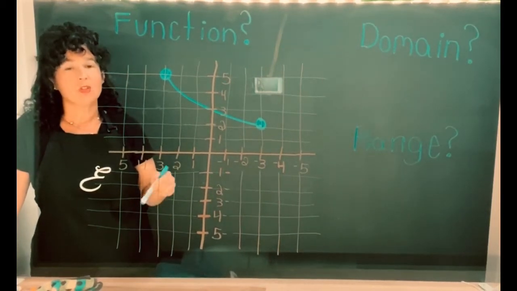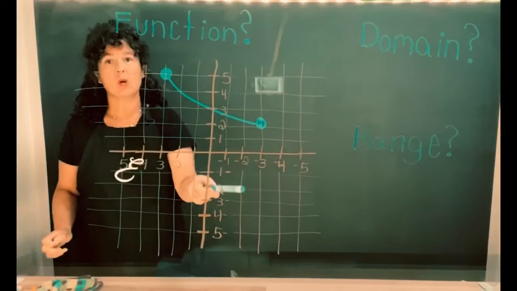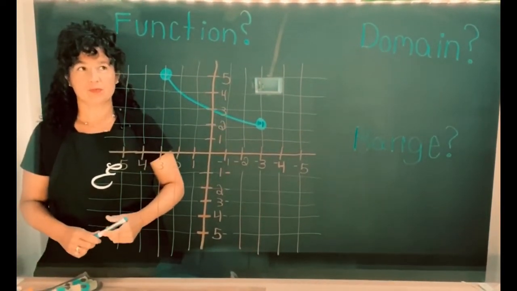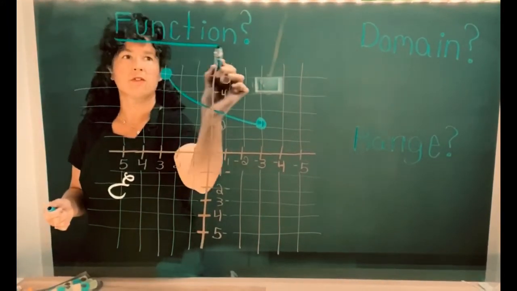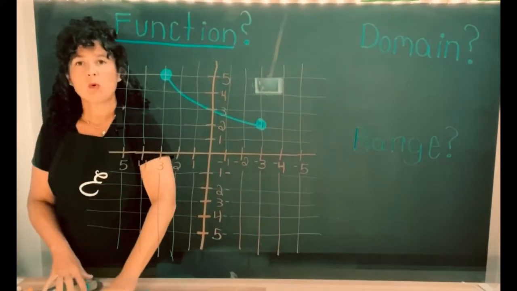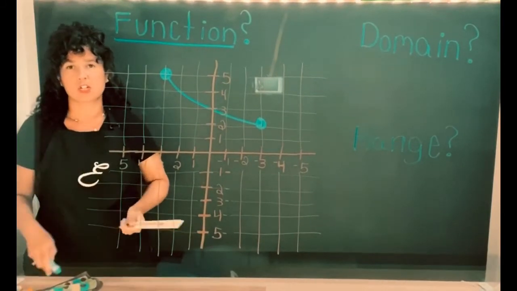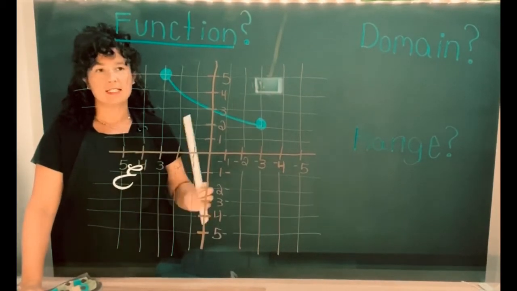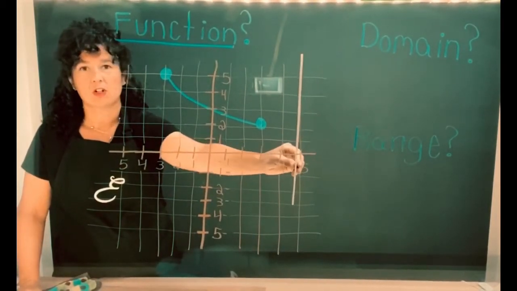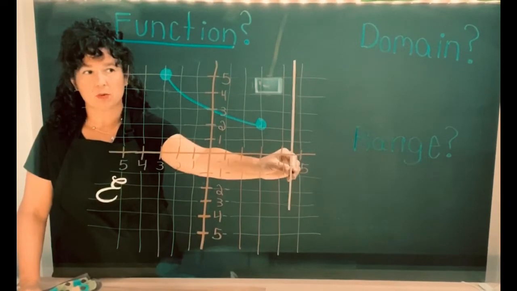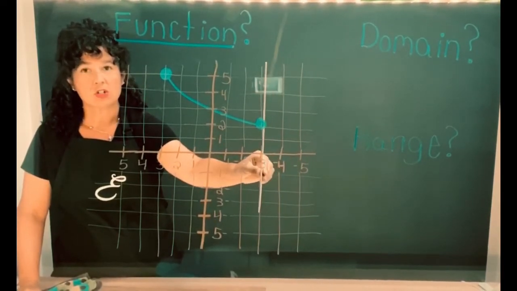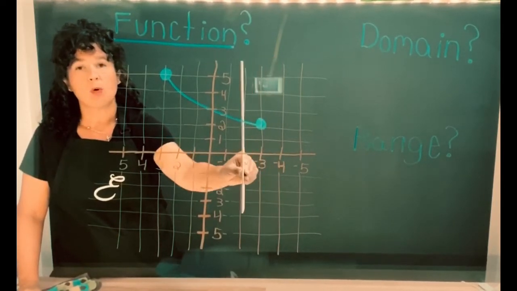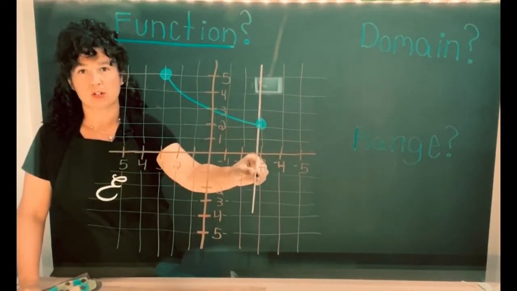Trying to determine from a graph if the graph is a function and then find its domain and its range. So let's start with function. If I want to decide if something is a function, it needs to pass the vertical line test. The vertical line test simply means you take a vertical line and you move it from left to right, and as long as the graph is only in contact with one point at a time, then it's a function.